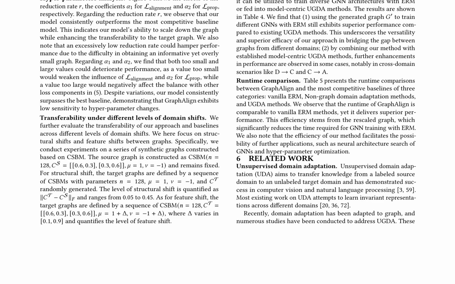Furthermore, GraphAlign performs well under various levels of domain shifts, and its versatility is demonstrated by combining it with different GNNs and model-centric UGDA methods. The runtime comparison shows that GraphAlign is comparable to vanilla ERM methods, yet delivers superior performance, making it a novel and effective approach to address graph domain adaptation.